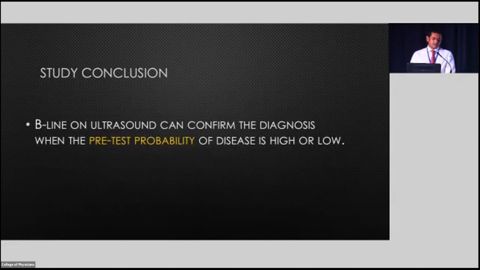So the study conclusion was that B-lines on ultrasound can confirm the diagnosis when the pre-test probability of the disease is high or low. So if you have a high degree of clinical suspicion, pre-test probability, you can do the scan and see whether it tallies with your clinical diagnosis. You may not need to wait for a chest X-ray.